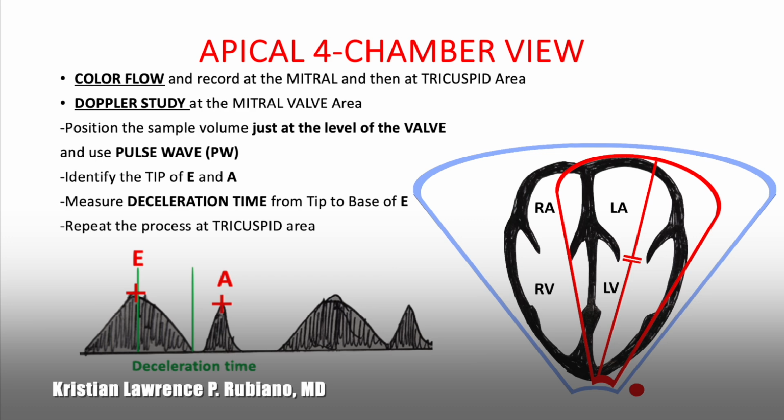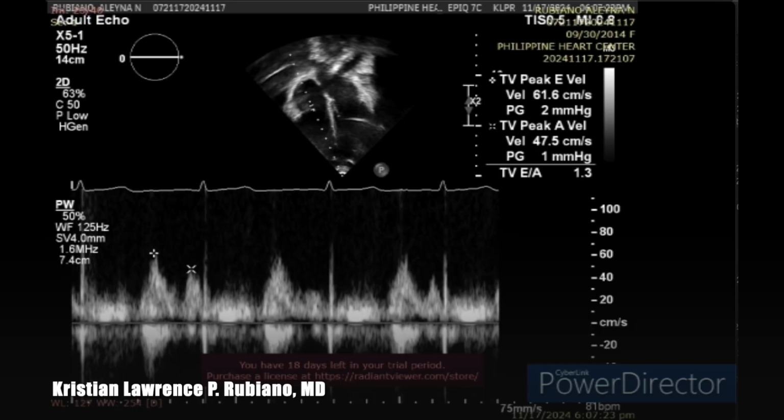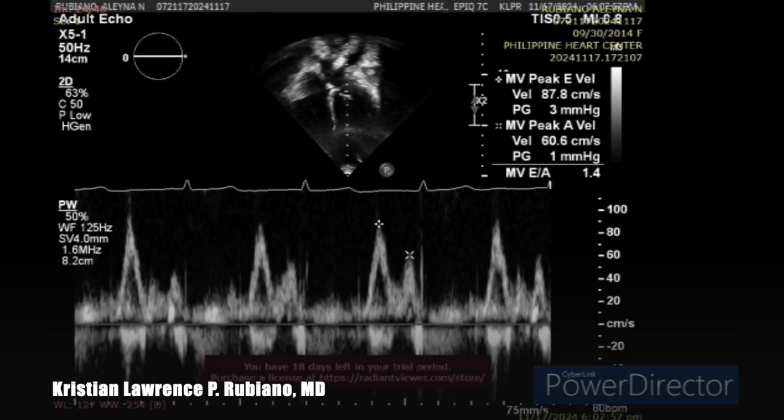In a healthy heart, the E wave is usually higher than the A wave, with E/A ratio greater than 1 during early diastole. This indicates normal diastolic function, where the ventricle fills primarily due to passive flow from the atrium. Reversal of the E/A could signify diastolic dysfunction, as in cases of impaired ventricular relaxation.